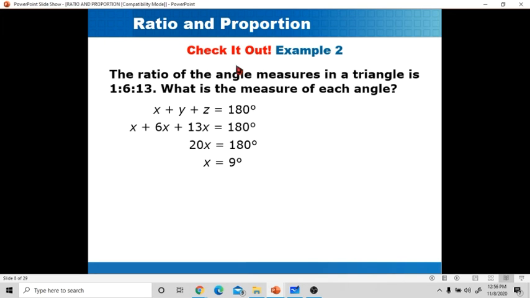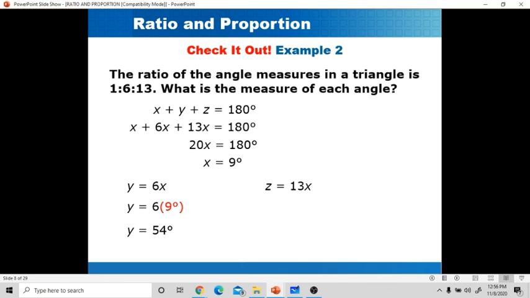This is the measure of the first angle, which is the 1. What is the measure of each angle? Here, we will find the measure of all the angles of the triangle. Since y is equal to 6x, which is the measure of the second angle, we will substitute the value of x into the expression. It will be 6 times 9 degrees. 6 times 9 degrees is equal to 54 degrees.